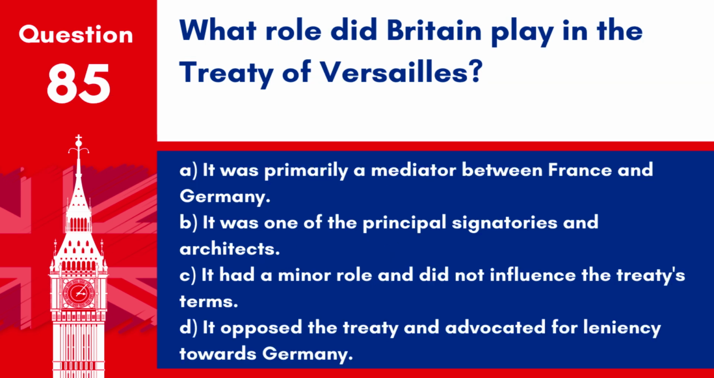Question 85. What role did Britain play in the Treaty of Versailles? A. It was primarily a mediator between France and Germany. B. It was one of the principal signatories and architects. C. It had a minor role and did not influence the treaty's terms. D. It opposed the treaty and advocated for leniency towards Germany.